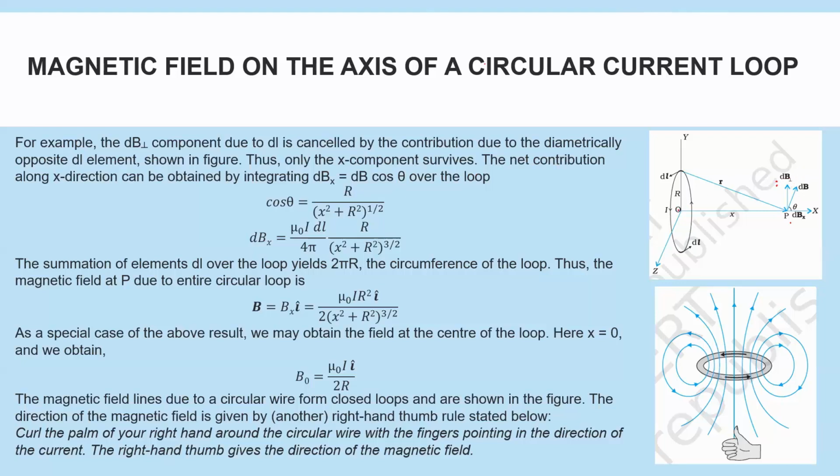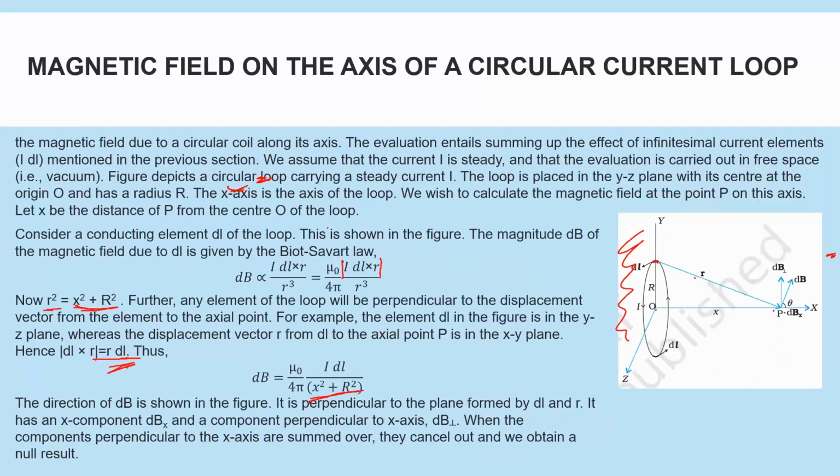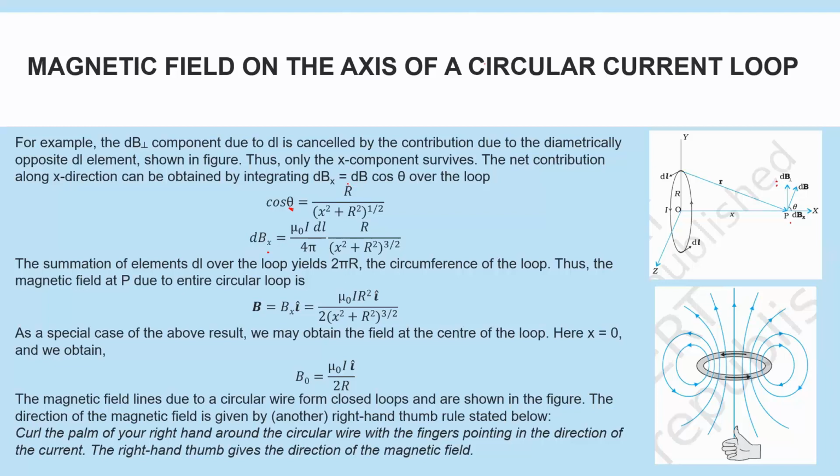The net contribution along the x-axis can be obtained by integrating dBx as dB cos theta. Using trigonometric relations, cos theta is r upon the square root of x square plus R square. So dBx becomes mu 0 I dl by 4 pi, multiplied by cos theta, and we also had the x square plus R square beforehand. We first input the values of dB and then multiply by the relation of cos theta, so we are left with this expression.